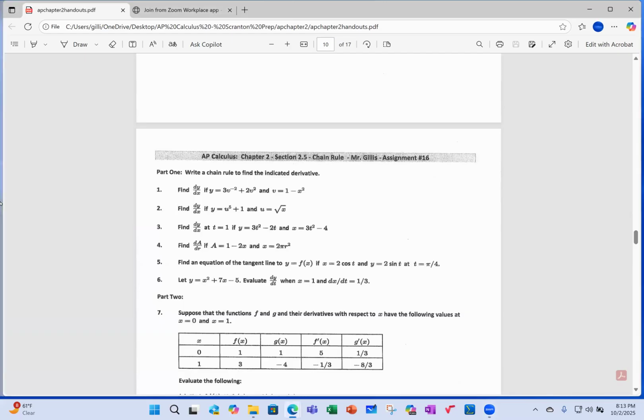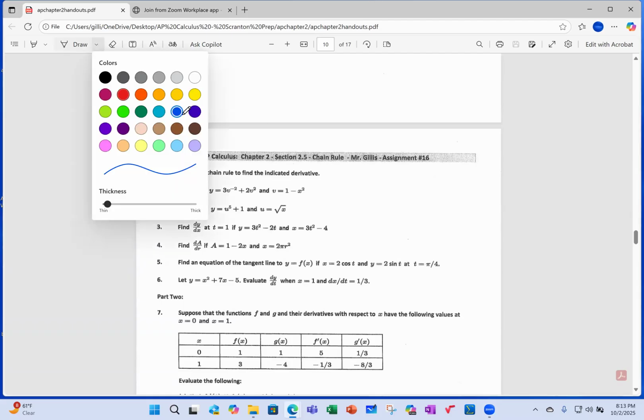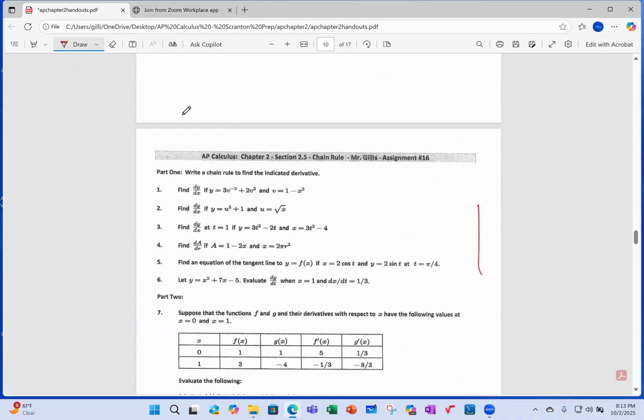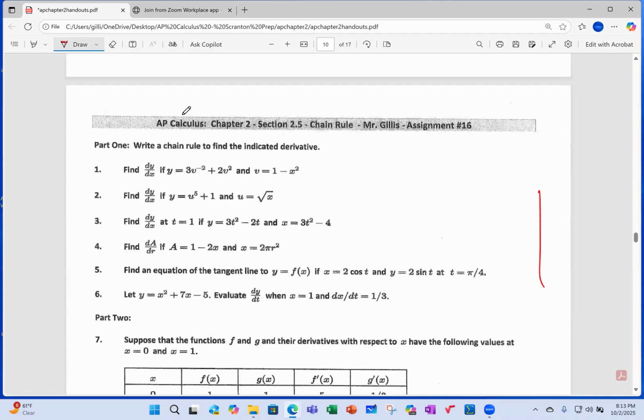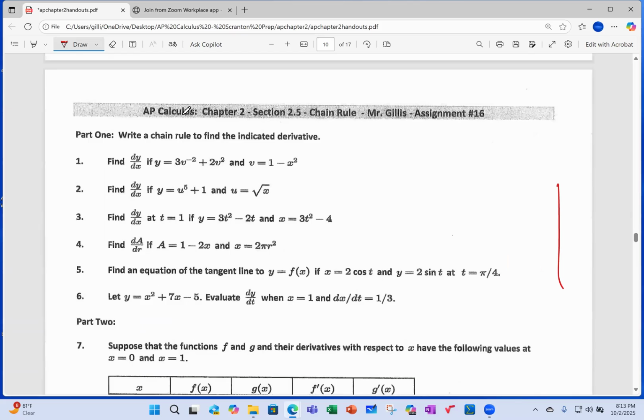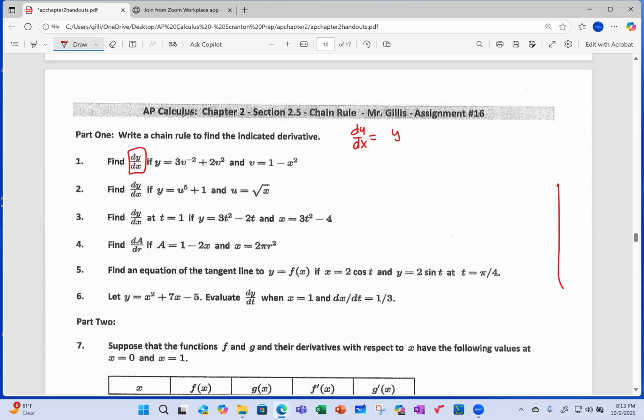Okay, so in this video, I'm going to go over the solutions to homework number 16, where we have to find a derivative writing out a chain rule. And this is why this is happening. So we want to find dy/dx. But the problem is I don't have one equation with a y and an x. So what I have to do is create a chain rule.